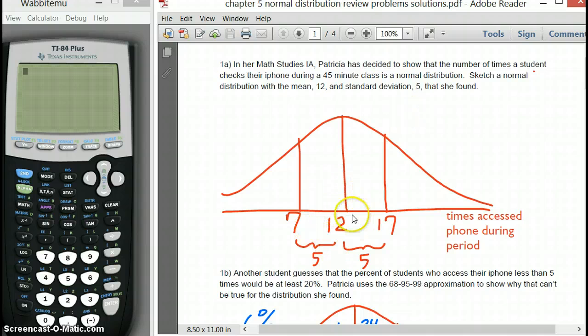In the middle we have 12 because that's the mean. On either side of 12 we have 12 minus 5 is 7, and 12 plus 5 is 17. Why 5? Because 5 is the standard deviation. These lines are separated by a standard deviation.